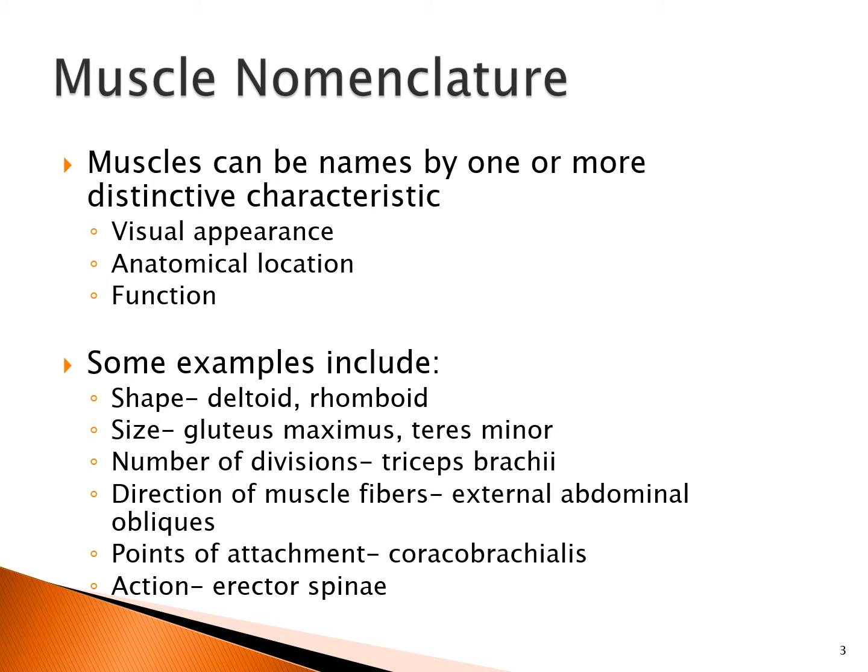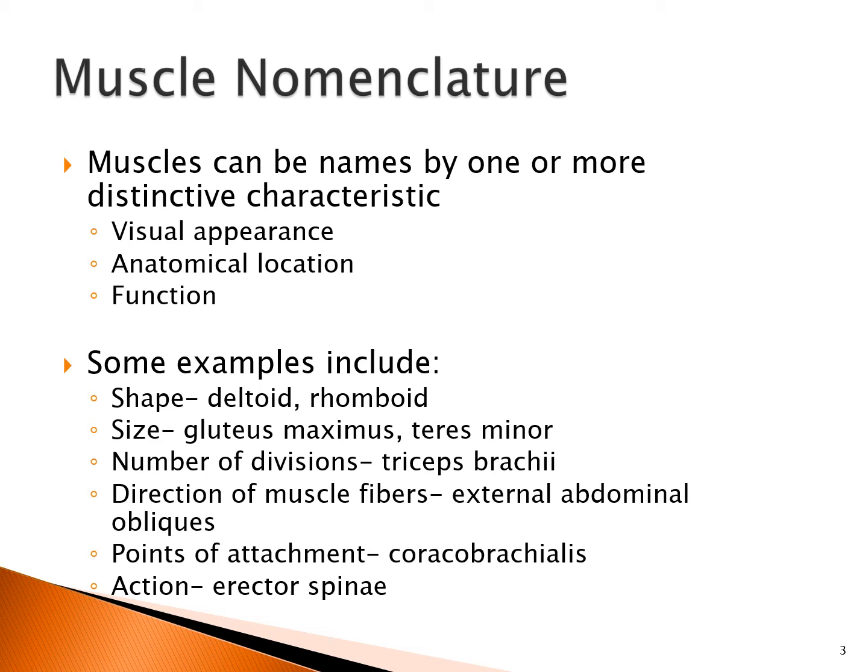In terms of some muscle nomenclature, muscles can be named by one or more distinctive characteristics. Sometimes by their visual appearance. Deltoid, for example. Delta means triangle, and supposedly the deltoid muscle is triangular in appearance, so visual appearance.